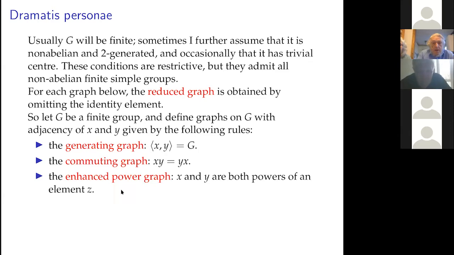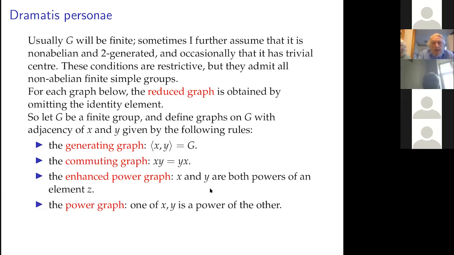And then I'll do these in reverse of historical order. The enhanced power graph: x and y are joined if they're both powers of some element z. In other words, both x and y lie in the cyclic group generated by z. And finally, the power graph, as it was originally defined: we join them by an edge if one of them is a power of the other, but we don't say which. So you might think this should really be a directed graph, and indeed that's true, but I don't think I'll have time to discuss that much.